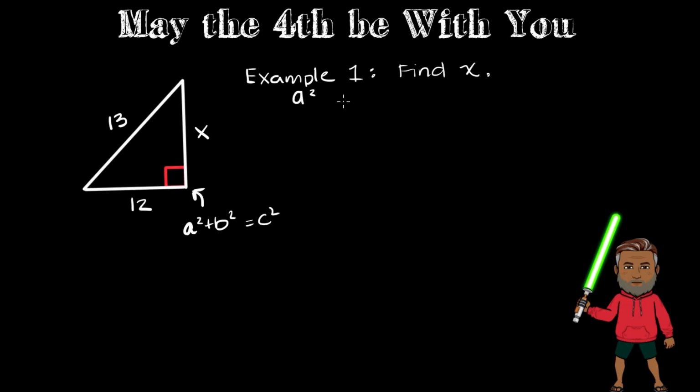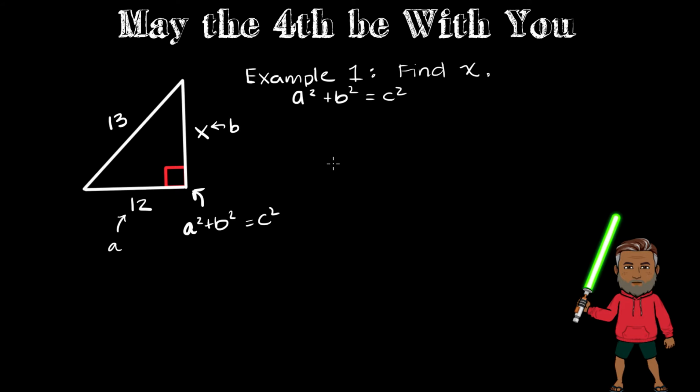Anytime I have a right triangle, I always write down a squared plus b squared is equal to c squared. And then I want to figure out if I can use those to solve for the missing piece. So my two sides that make my right angle are 12 and x. That means this guy right here is going to be my a, and this guy right here is going to be my b.